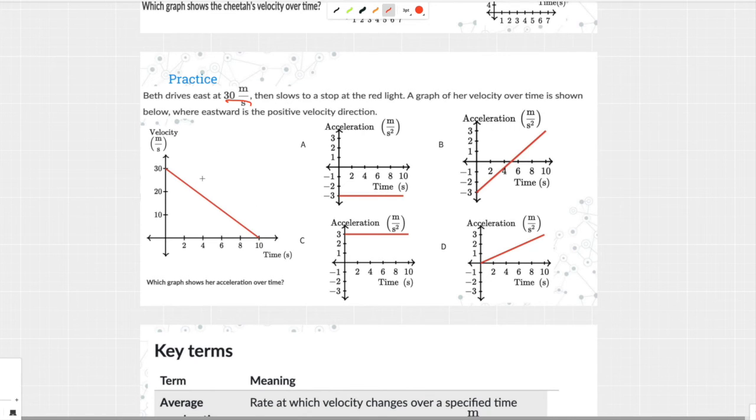So in this case, Beth is decelerating. She's slowing down. So the slope of a linear line cannot be another linear line. So we can eliminate these two. And the slope of this line, as we can see, is negative. So the answer is A. And it cannot be 3 because 3 is positive. If it was like this, then it would be 3. But then she wouldn't be slowing down. So the answer is A for this question.